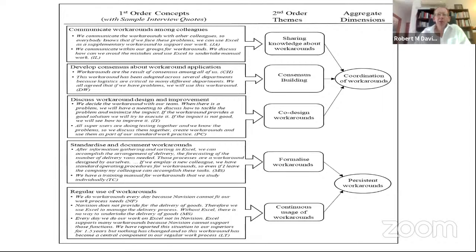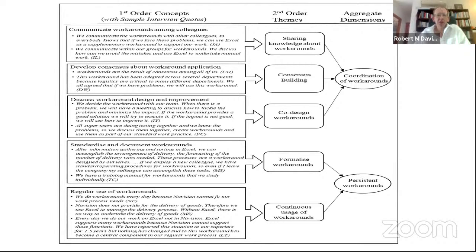The level below that, I have sharing knowledge about workarounds, consensus building, co-design of workarounds, and then at the bottom, formalized and continuous usage. And so these are second level themes, which I was able to create. The words are mine. The words have not come from literature. And they are essentially summarizing the first level coding, which you can see on the left-hand side. And so the first level coding, these are direct quotations from the interviews.